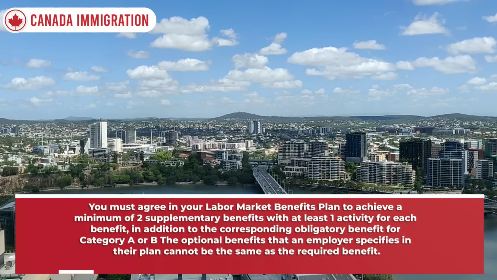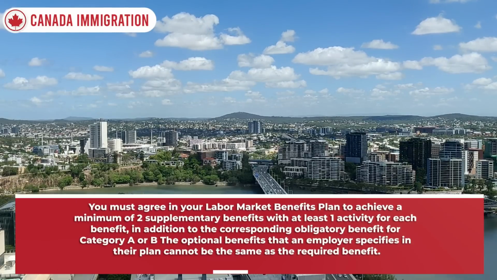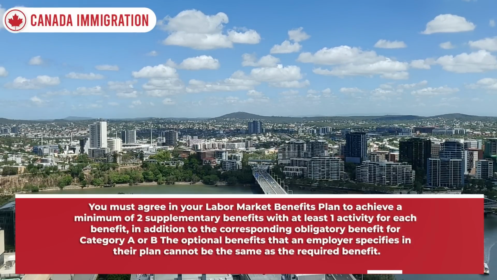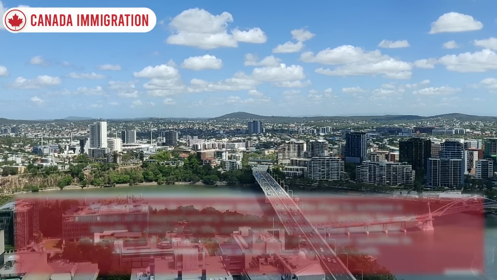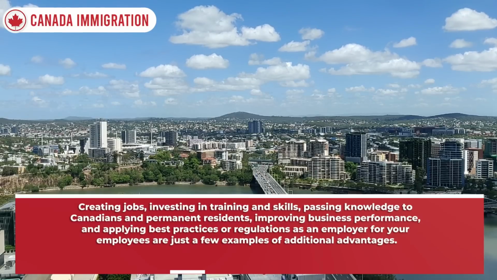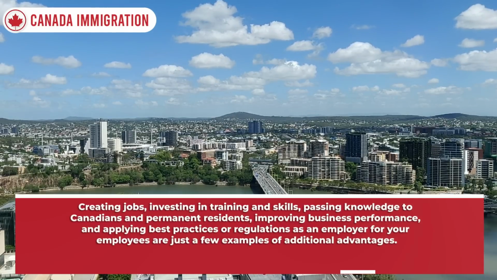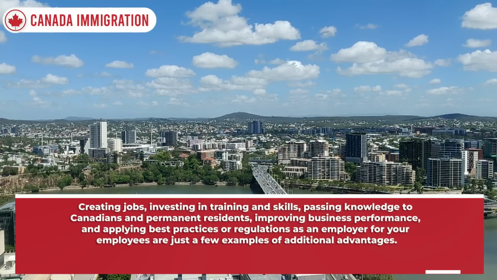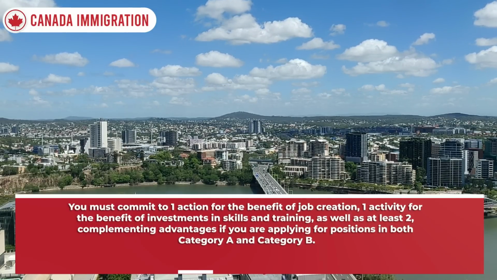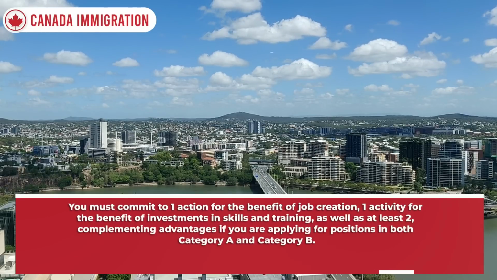You must agree in your labor market benefits plan to achieve a minimum of 2 supplementary benefits with at least 1 activity for each benefit, in addition to the corresponding obligatory benefit for Category A, or B. The optional benefits that an employer specifies in their plan cannot be the same as the required benefit. Creating jobs, investing in training and skills, passing knowledge to Canadians and permanent residents, improving business performance, and applying best practices or regulations as an employer for your employees are just a few examples of additional advantages. You must commit to 1 action for the benefit of job creation, 1 activity for the benefit of investments in skills and training, as well as at least 2 complementing advantages if you are applying for positions in both Category A and Category B.